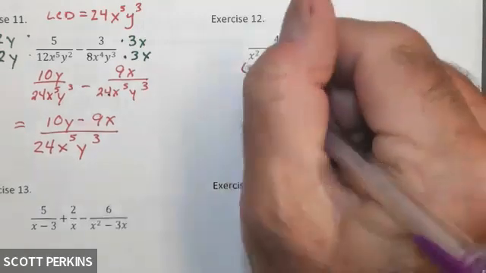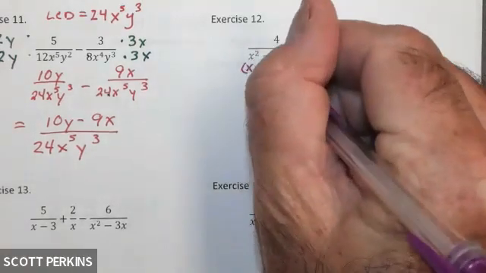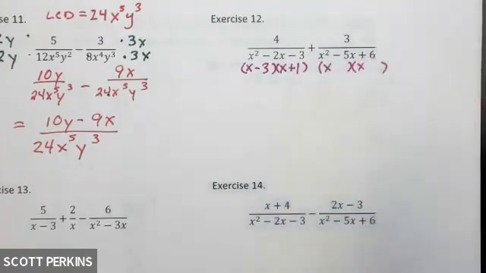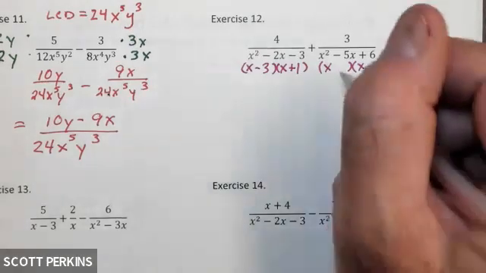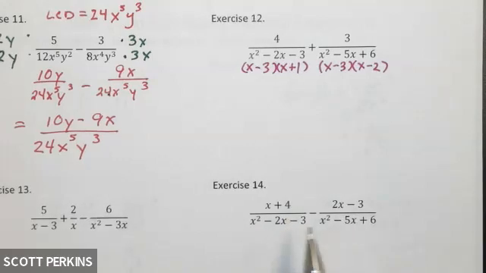All right, so the first denominator, I need the two factors of -3 that add up to -2. What are those? Okay, -3 and +1. Great. The second one, I need the two factors of +6 that add up to -5. What are those two factors? -3, -2. I want you to notice when we get to exercise 14, I kept the same denominators to save a little bit of time. So that's stuff you won't have to redo on that problem.